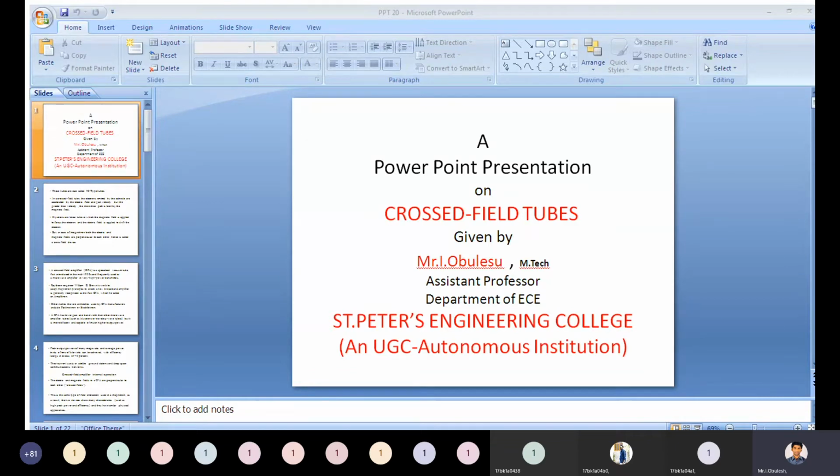Now, the construction and operation of a conventional electron tube. In the conventional electron tube, or vacuum tube, the electrons are emitted from a negatively charged heated component called a cathode, and are attracted to a positively charged component called the anode.